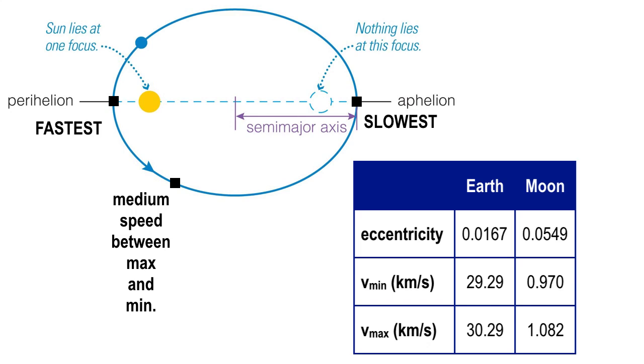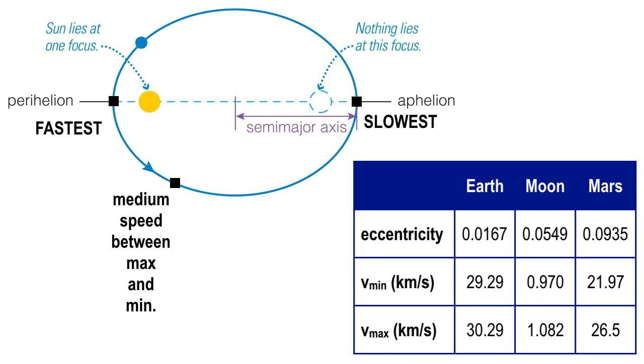So when you have a lot of eccentricity, you're going to have really fast motion at perihelion and really slow motion at aphelion. The example to really see that with is Mars. The eccentricity of Mars, most of you couldn't spot it, but Kepler spotted it. It's 0.0935.